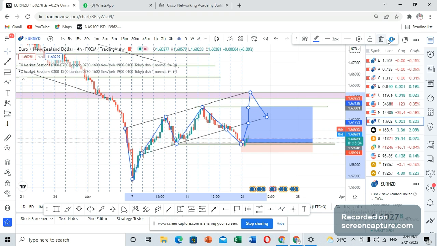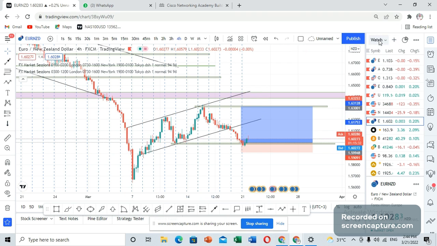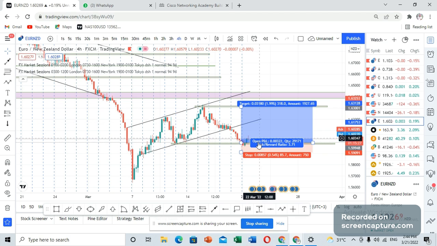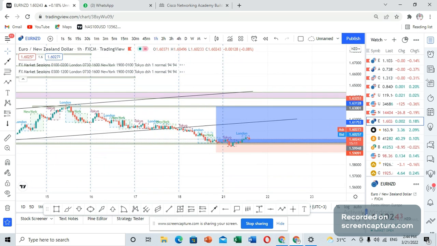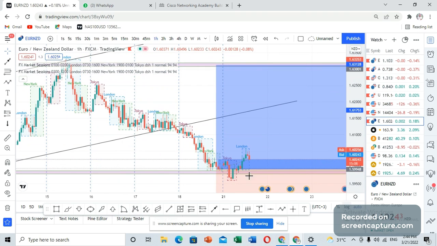So what I'm currently expecting out of the Euro NZD, I'm looking forward to this particular trade here. You can see that in this trade, I'll just be risking 85 pips for a reward of 318 pips. So I'm looking forward to this particular market continuing to move towards the upside. Moving to the hourly time frame is just a magnification of what we have just been doing in these particular areas here.